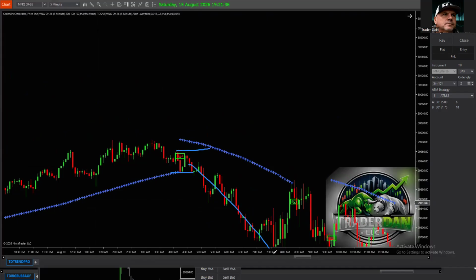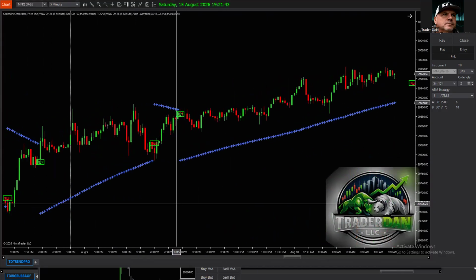Here's a nice sell trade, right? Make some money. You only need 1 or 2 of these trades to work out for you for the day.